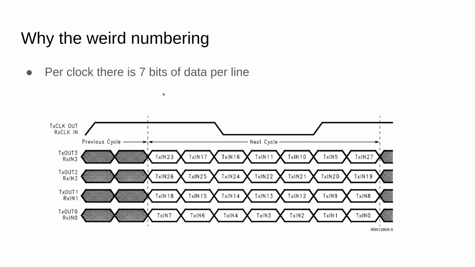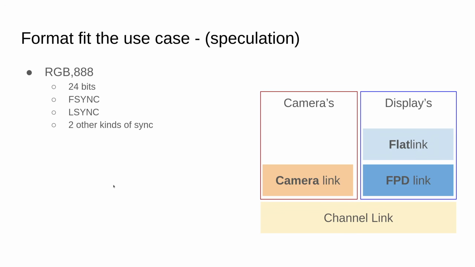So basically we have a 4-3 clock. And why that is the case, my speculation is that this format fits a pretty good use case of sending 8-8-8-bit data in a pretty compact format, which is 24 bits, and it allows for 4 bits of other signals to also be there.